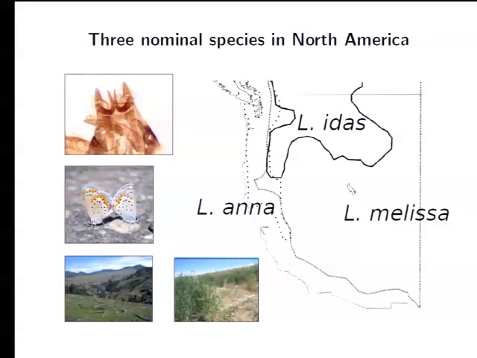These species were originally delimited based on differences in the size and shape of the male genitalia. They also differ in terms of wing pattern, the size and intensity of some of these wing pattern spots. And they generally occupy different habitats and tend to specialize on different individual species of plants, although they all are feeding on the same genera of plants.